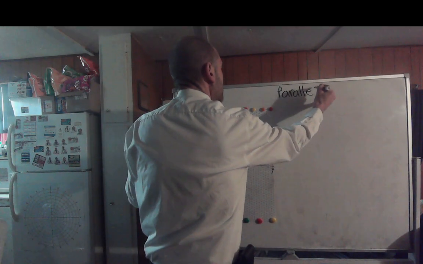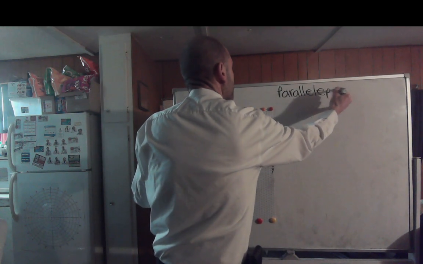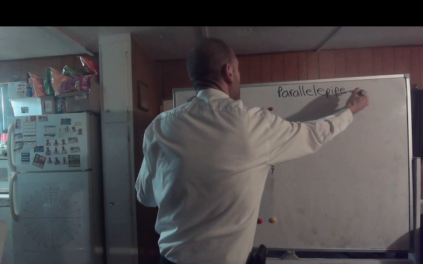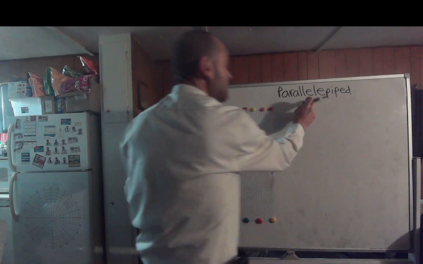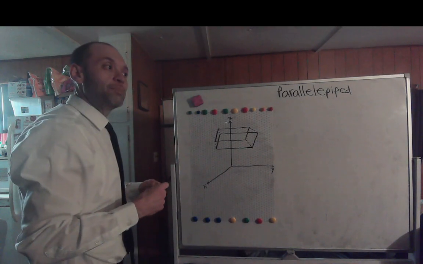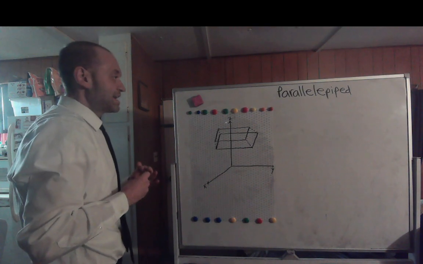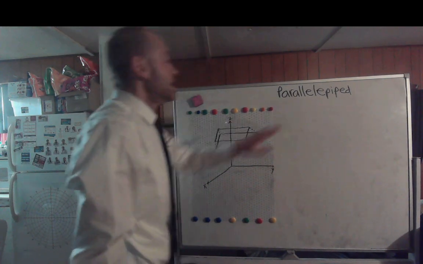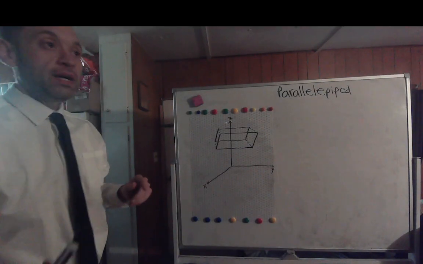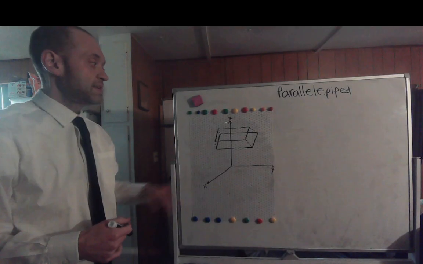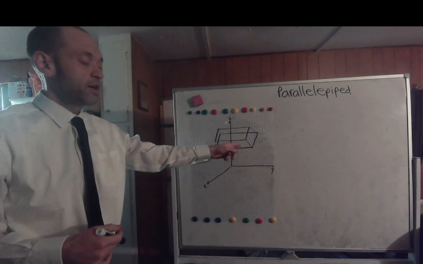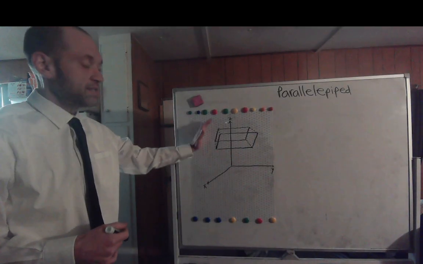Parallelepiped. Try saying that 5 times fast. A parallelepiped. Yeah, that can get challenging, but what is a parallelepiped? It's the 3D equivalent to a parallelogram. That's all that is. It looks a lot like a parallelogram because, well, it is in 3D.